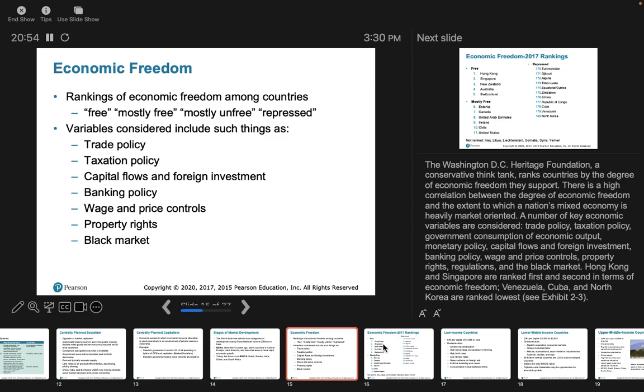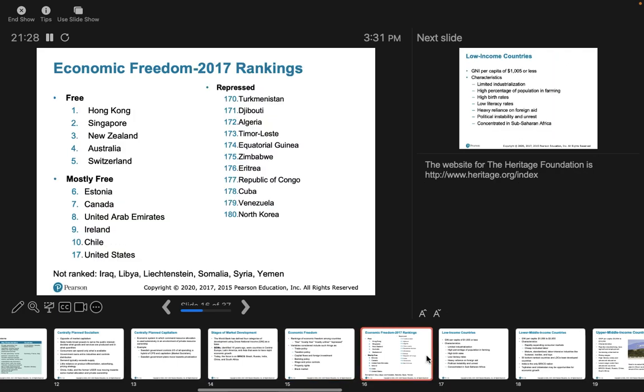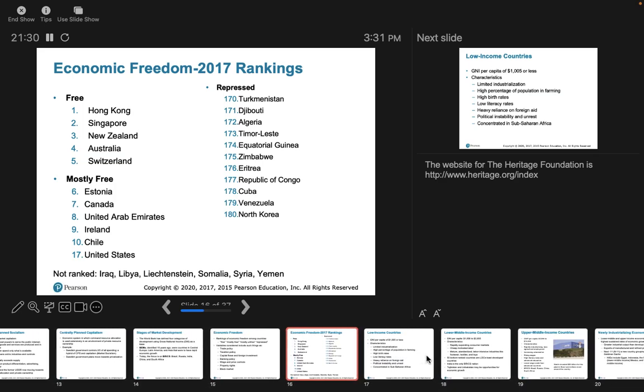Variables considered include such as those I have mentioned, and these variables determine how the government sets rules. They use these variables to regulate the market, and how they use them determines whether these economies are free or not. Okay. Now we're going to the next slide. We are going to look at the economic freedom 2017 rankings of different countries.